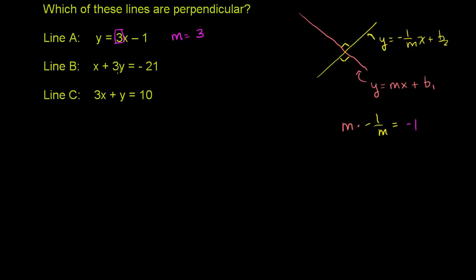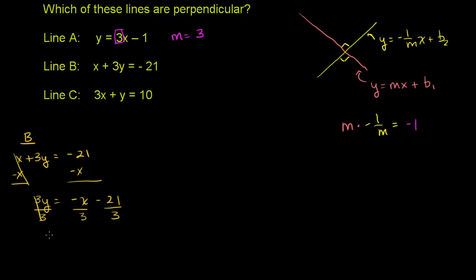Line B, it's in standard form. Not too hard to put it in slope-intercept form. So let's do line B over here. We have x plus 3y is equal to negative 21. Let's subtract x from both sides so that it ends up on the right-hand side. So we end up with 3y is equal to negative x minus 21. And now let's divide both sides of this equation by 3. And we get y is equal to negative 1/3 x minus 7.